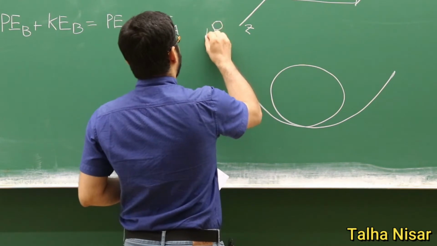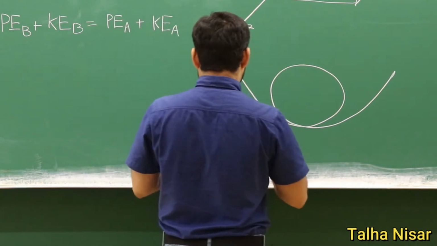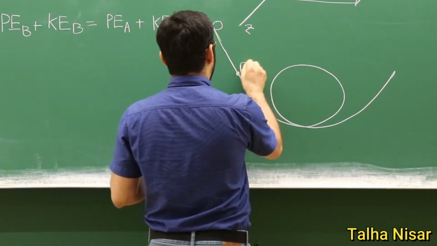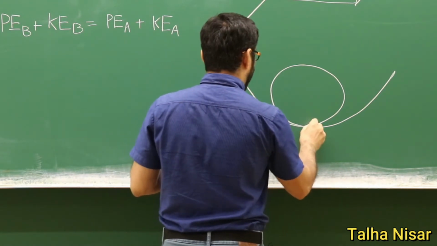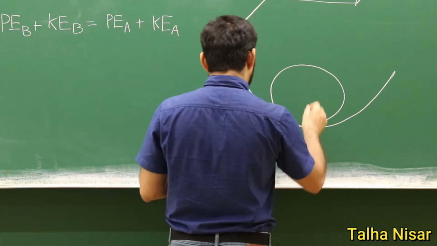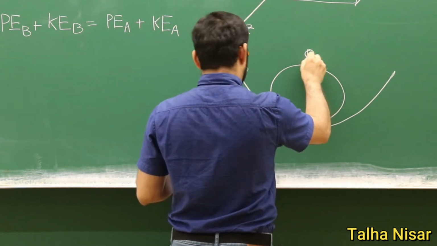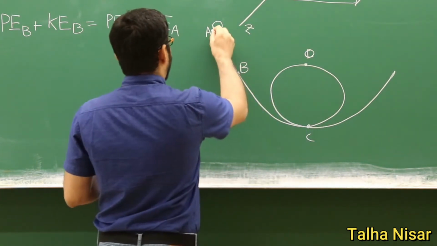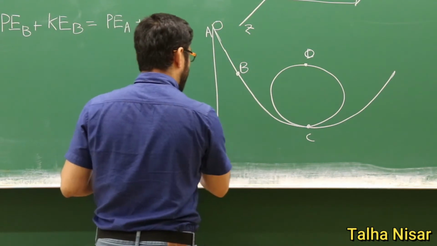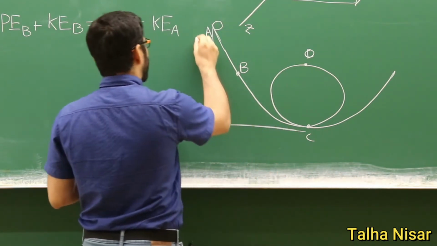So this is point A. Now we have point B, point C, and point D. So at point A, this is the total height.